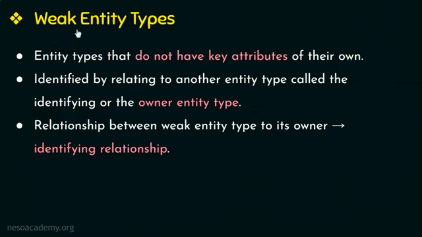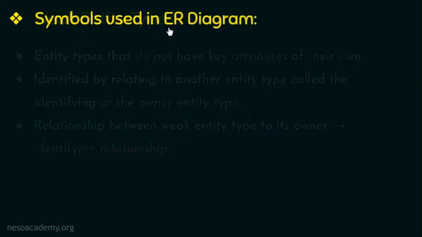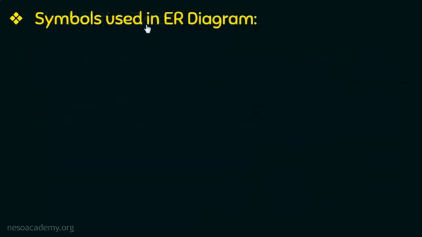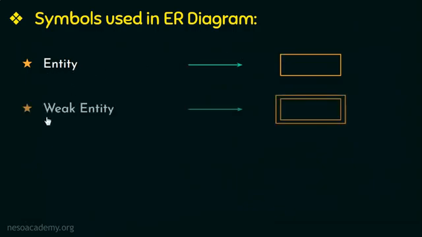So this is about the weak entity types. Now let us look into the different symbols that we use in the ER diagram. First one is entity. We already learned what an entity is. It is a thing or an object that has existence and it is represented by a rectangle. This regular entity is also called a strong entity. Next we have weak entity. We just saw what weak entity types are and it is represented by a double rectangle.